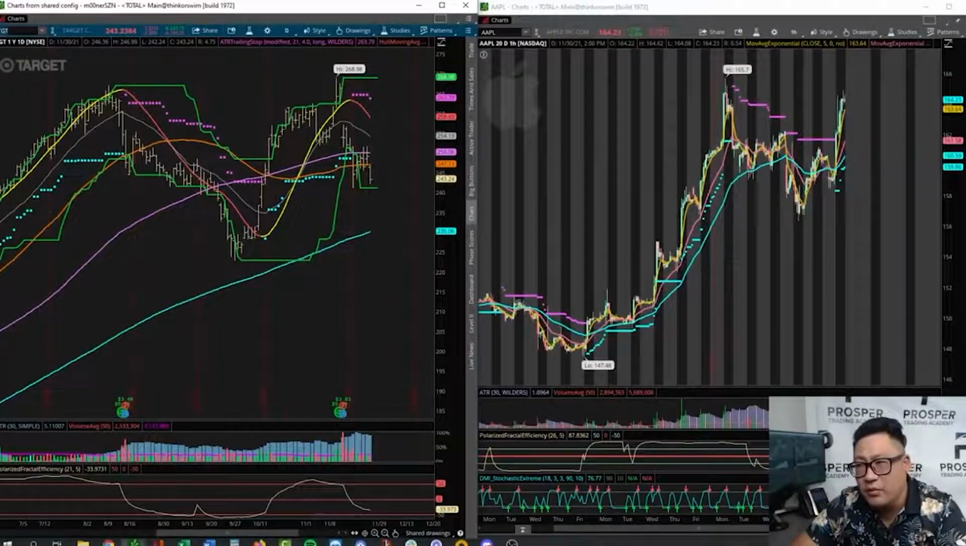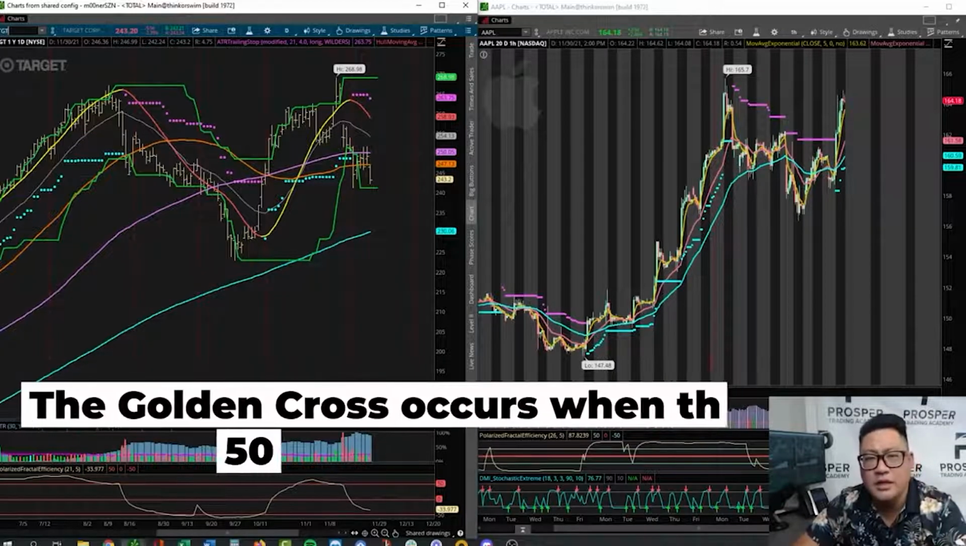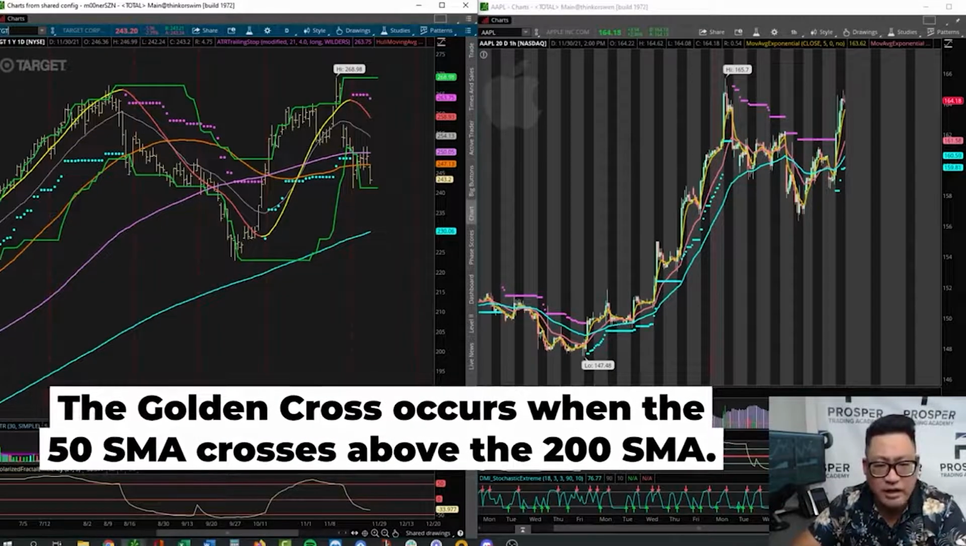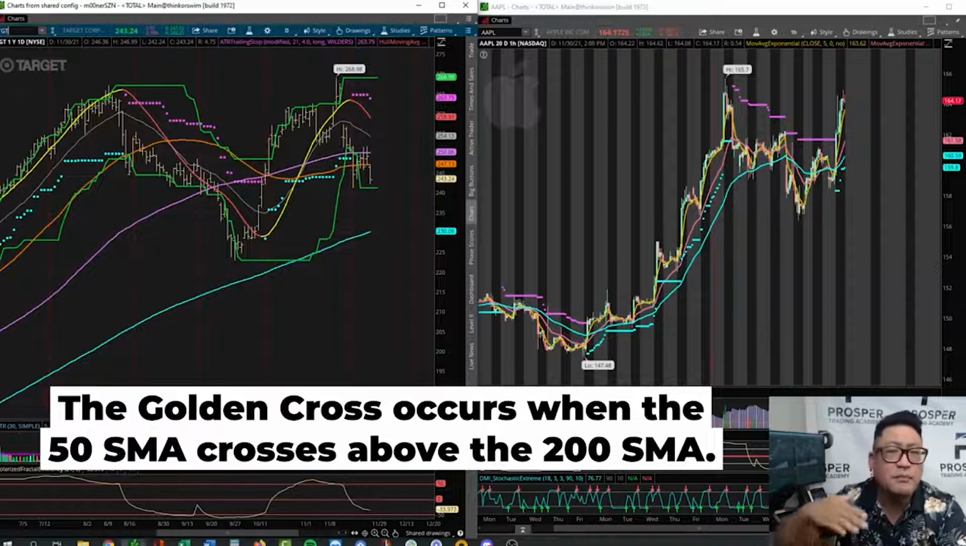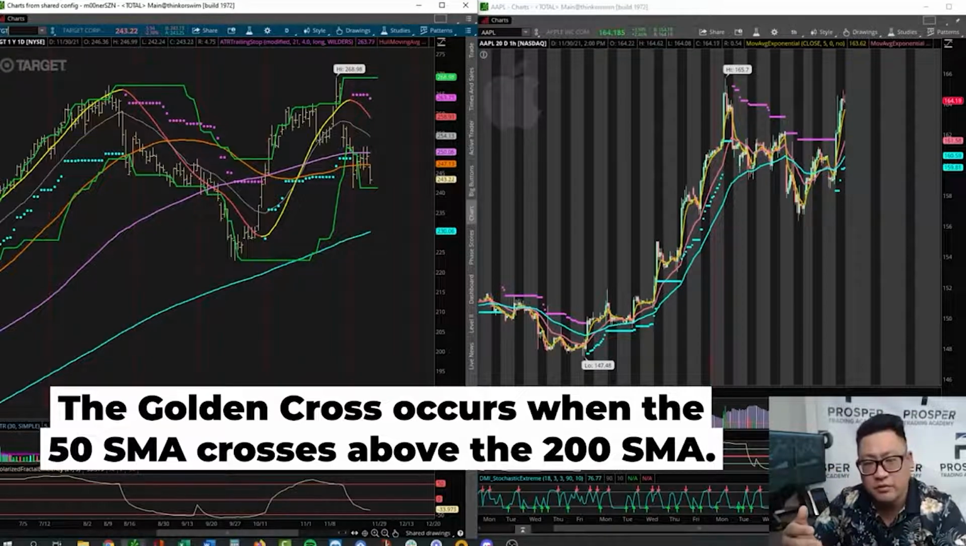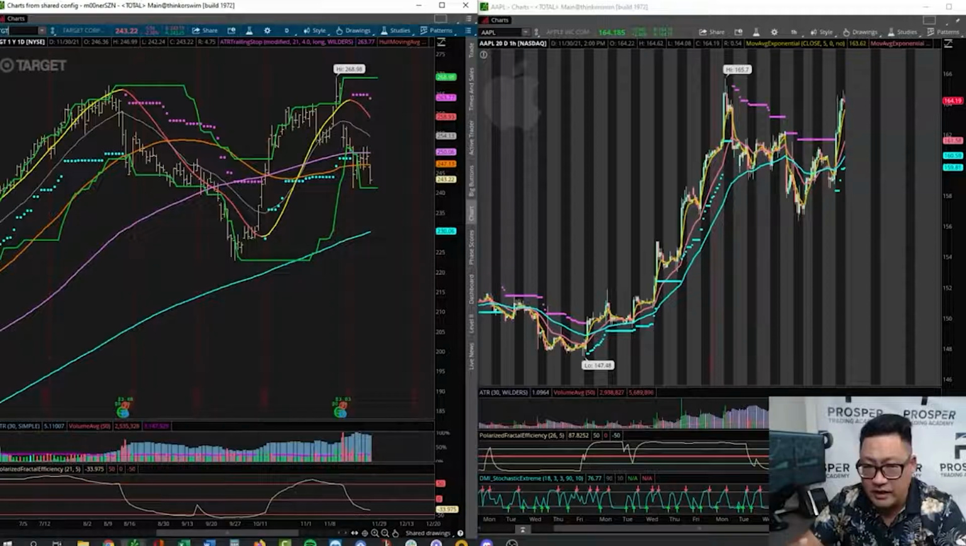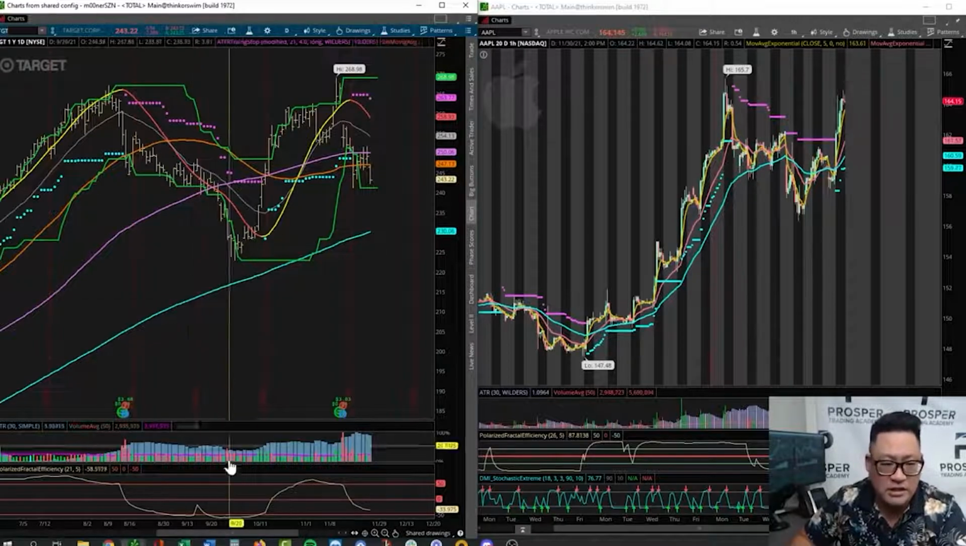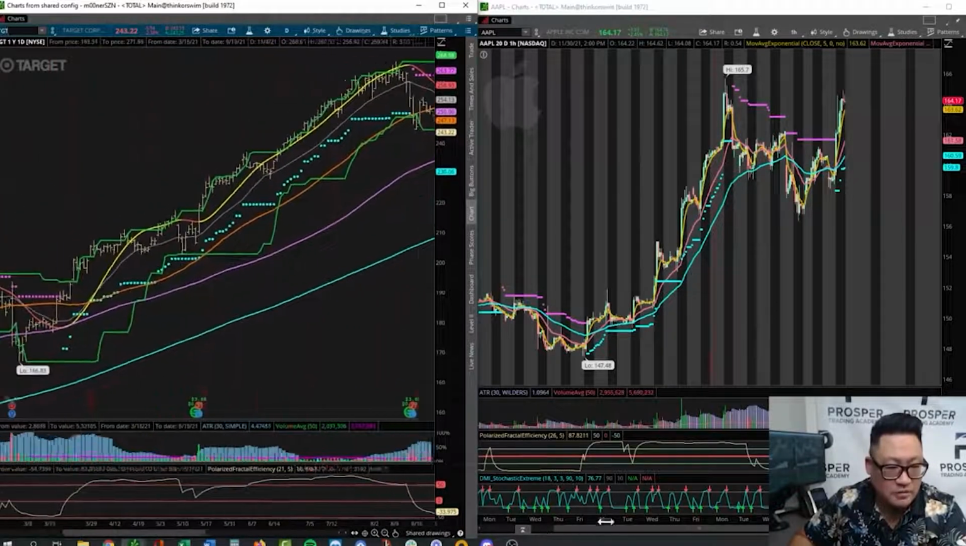Now, we hear about things that are thrown out in financial news, some things like the golden cross or the death cross. And for those that don't know, the golden cross is when the 50 simple moving average crosses above the 200 simple moving average. Now, specifically, that's usually over a sensible long period of time.